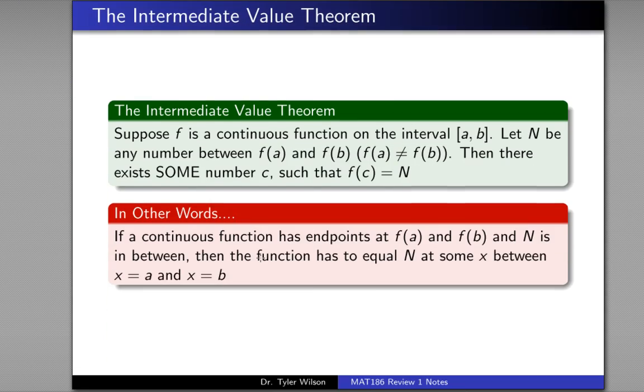So what's the big deal about continuity? It leads to something called the intermediate value theorem. And the intermediate value theorem is essentially this. If you have some function that is continuous on an interval, so you can draw it without lifting your pen or your pencil up, and n is some number in between these two values, then there has to be some number c such that the value when you plug in c is equal to n.